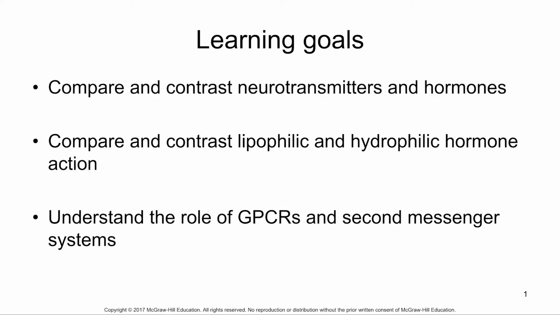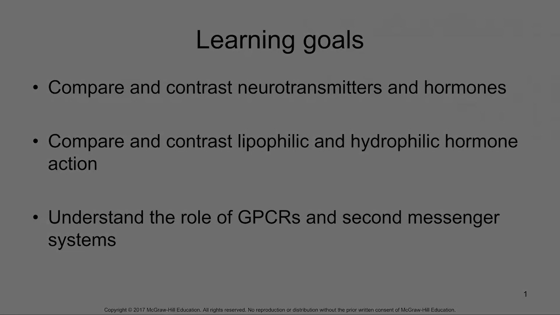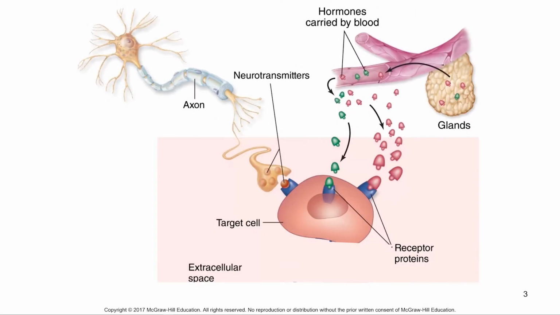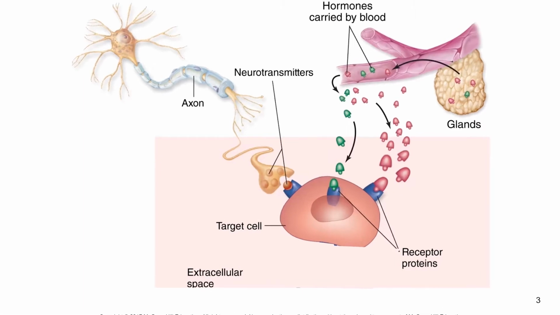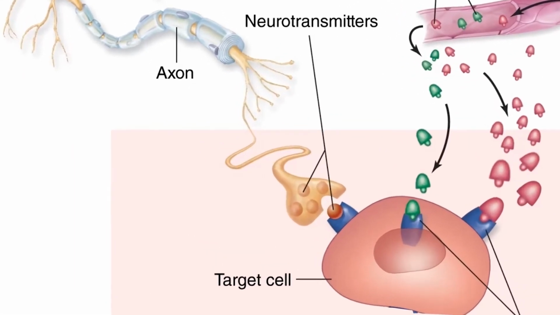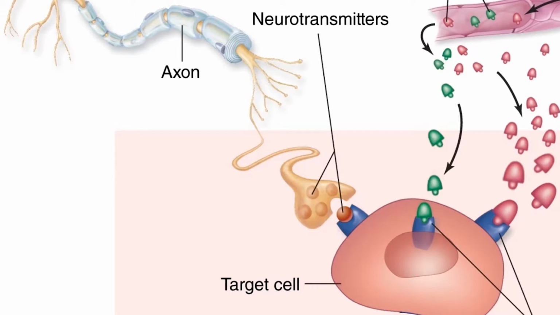So today we're going to look at the differences between neurotransmitters and hormones. We're also going to look at lipophilic versus hydrophilic hormones and how G protein coupled receptors and second messenger systems operate. As you can recall from our previous lecture on the nervous system, axons of neurons secrete chemical messengers called neurotransmitters into the synaptic clefts.